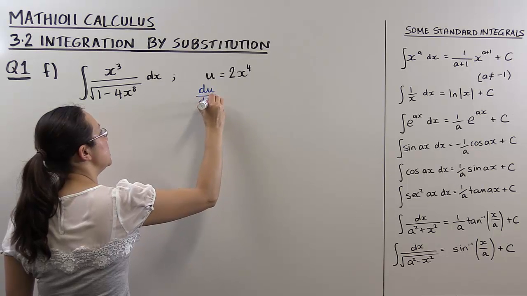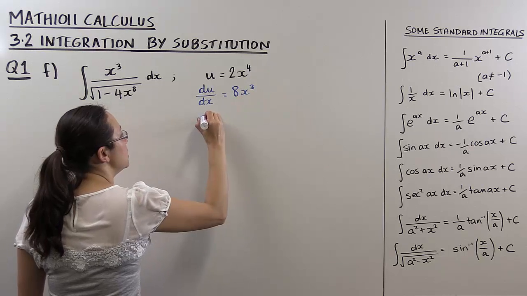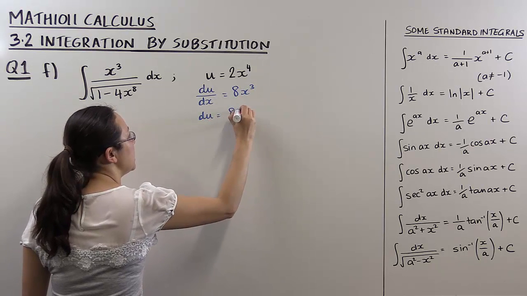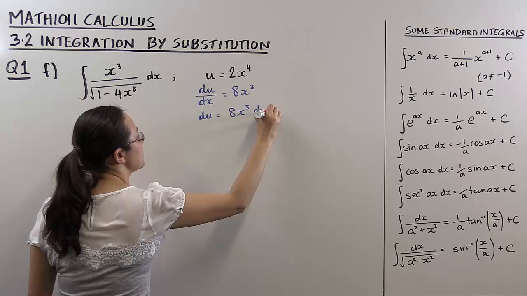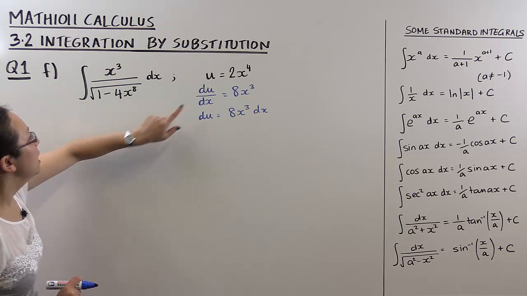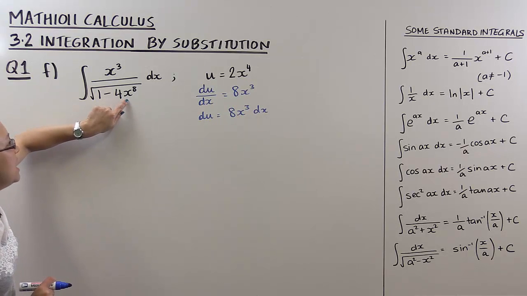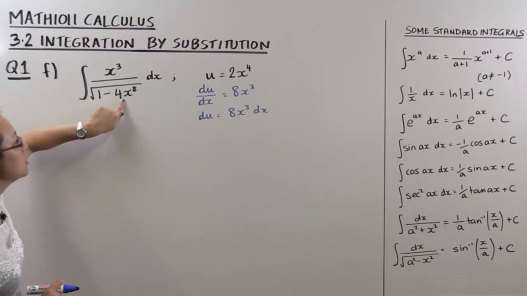If we let u equal 2x to the 4, we need to substitute everything. So let's work out du dx. That's going to be 8x cubed. So we need an 8x cubed dx to substitute for a du. I have an x cubed dx, so I just need an 8x cubed dx to substitute it. Now, u is 2x to the 4, and we need to recognize that 4x to the 8 is really 2x to the 4 all squared.